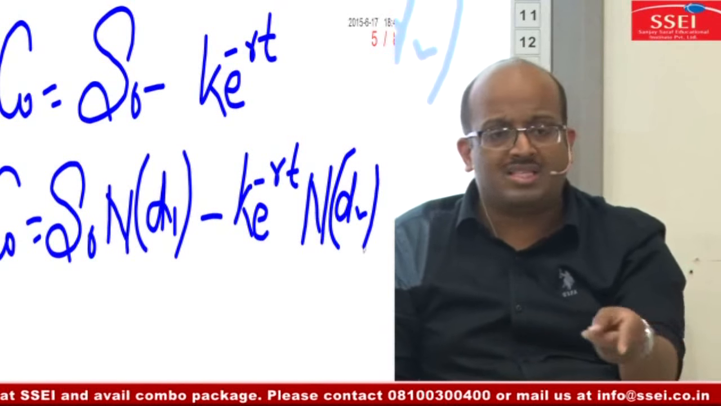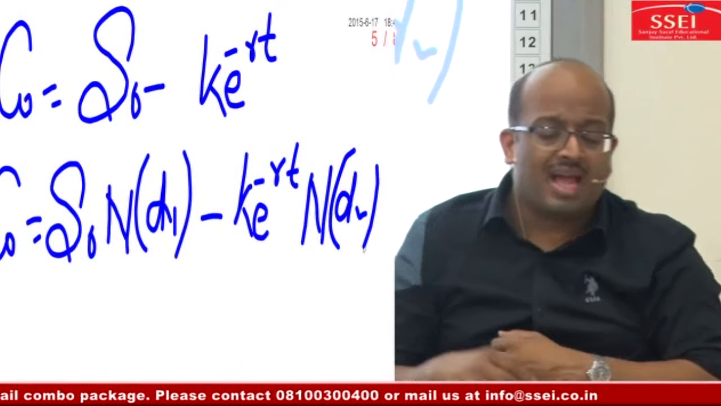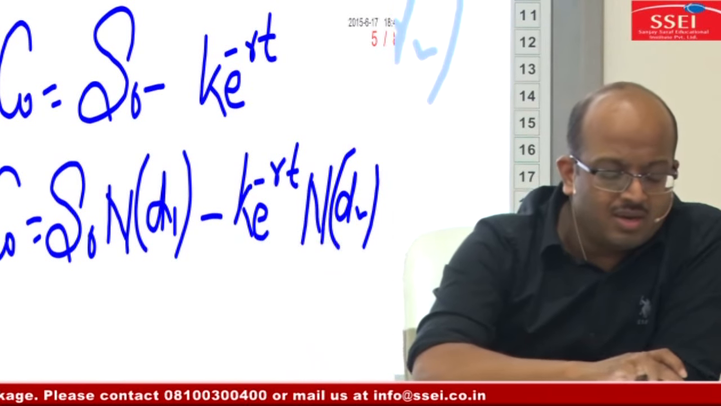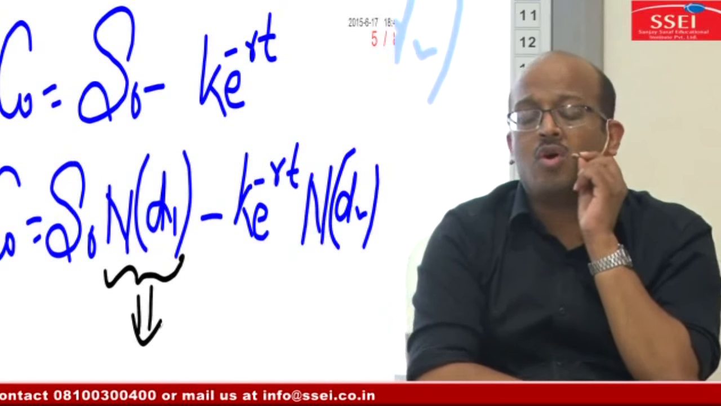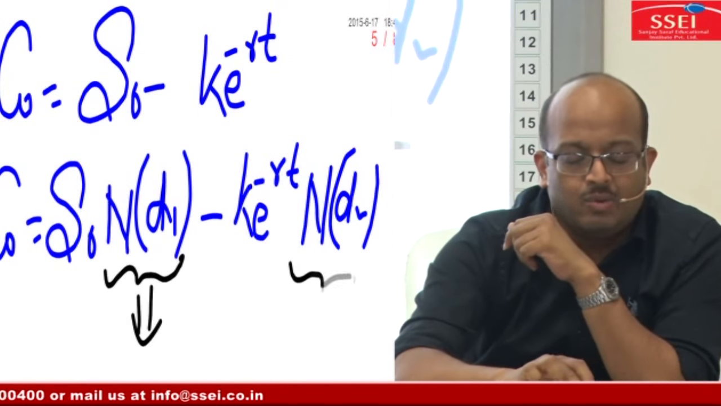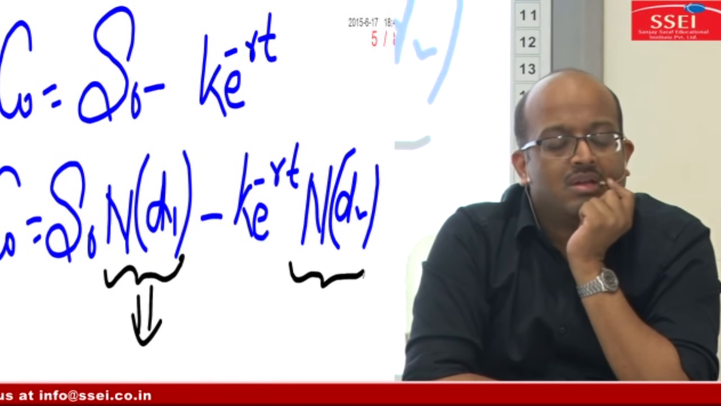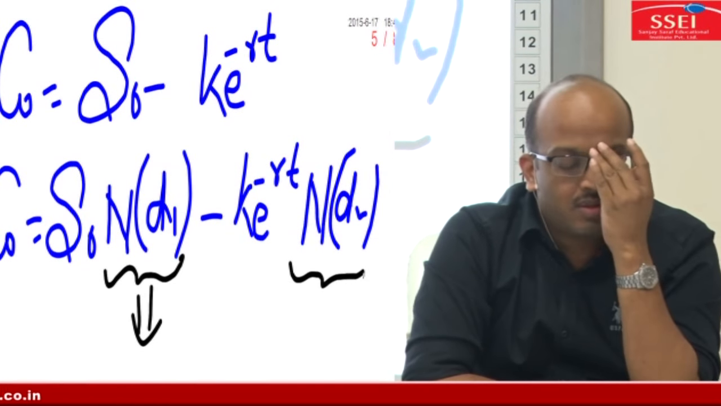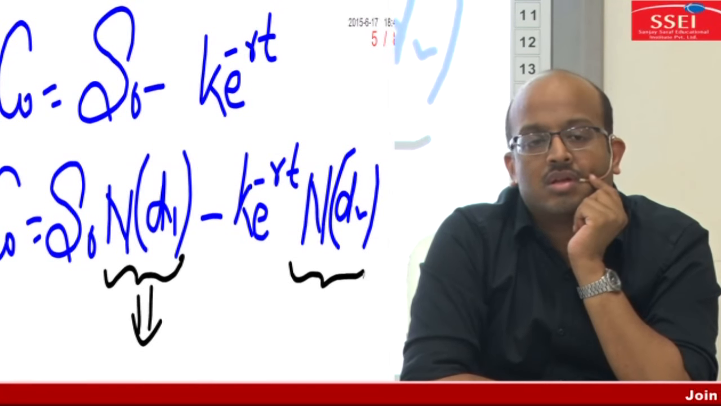If you have copied all this, you may please write down by arrows the meaning of N(d1) and N(d2). N(d1) means delta of the call. N(d2) is the probability that the call will be exercised.